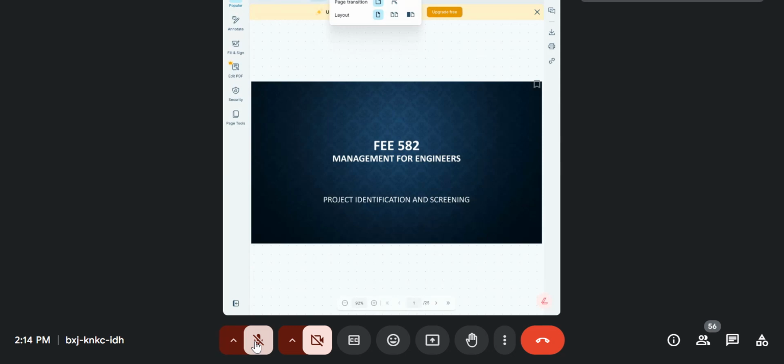So we looked at initialization from the life cycle, then there was planning, execution, then the control loop, and closure. So we are still in the initialization phase, and we're looking at product. And now today we're going to look at project identification and screening.